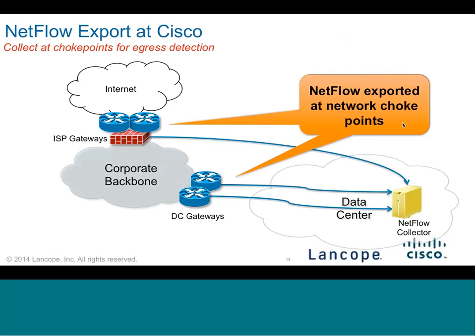So what we've done is, I would say 85, 90% of our flow traffic comes from existing network choke points. For us, the important ones of note are ISP gateways and data center gateways. So that is, things going in and out of Cisco and things going in and out of our data center where a lot of our IP sits, a lot of the crown jewels to our company.